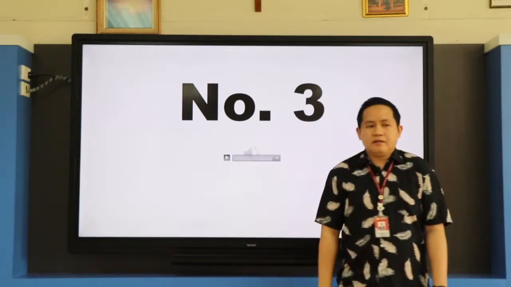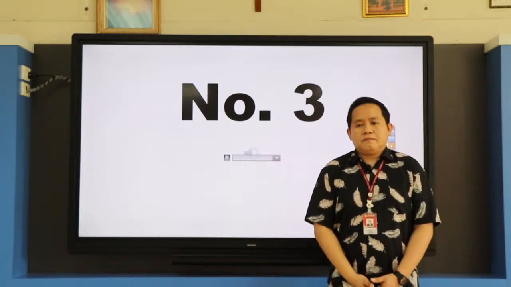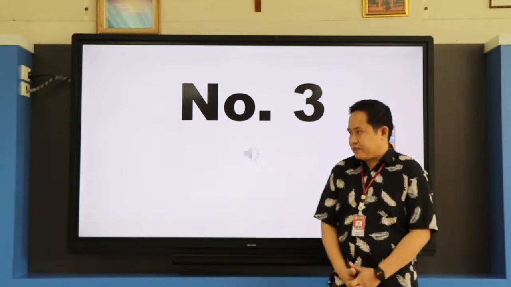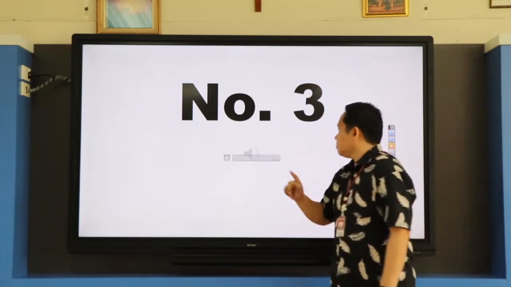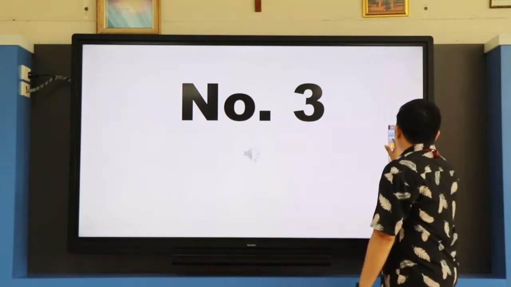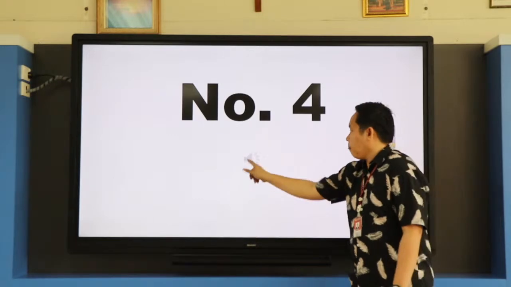Number three. A complex machine has many parts. Last one. Three, a complex machine has many parts. Okay, true or false? Next, number four.